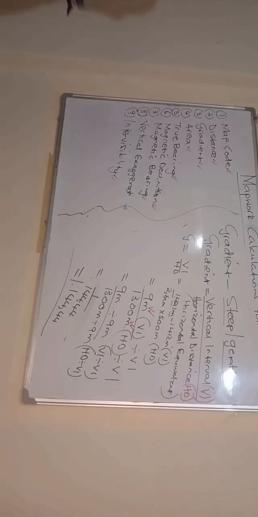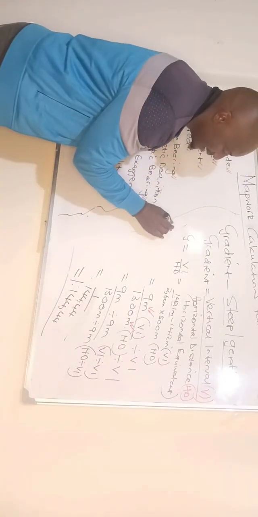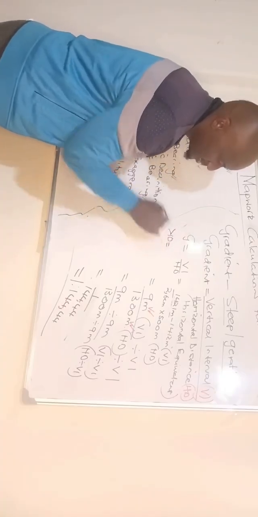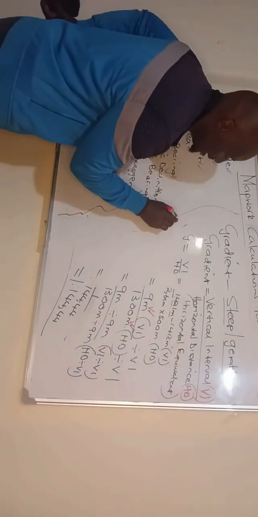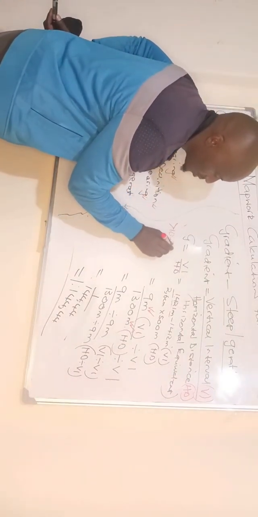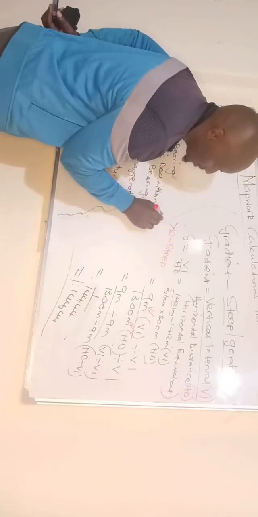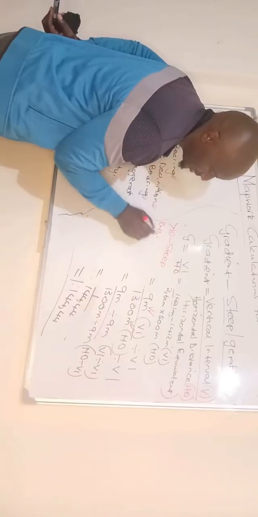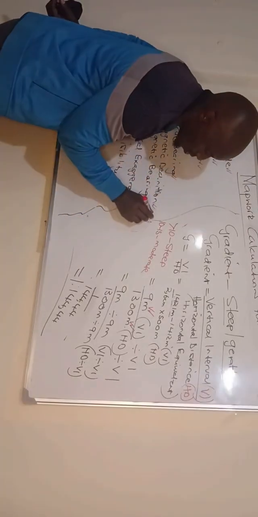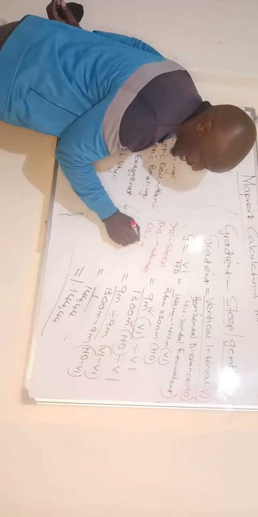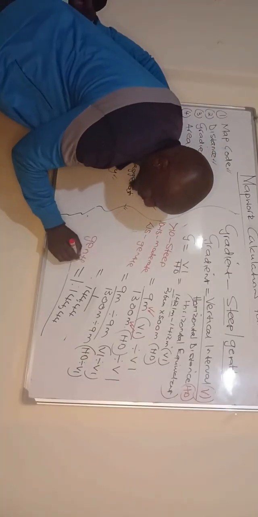So this is our gradient now. What does it mean? When the gradient is less than 10, it means it's steep. If it's between 10 and 15, it is moderate. If it's more than 15, it is gentle. So what it means here is that this gradient is gentle, because it's 144.